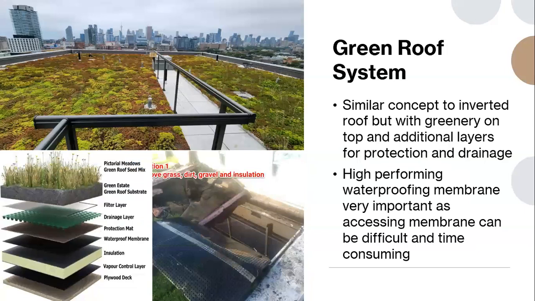Somewhat similar in theory to the inverted roof system would be a green roof system. Again, very similar concept where it is a protected roof system and you have your insulation above your waterproofing layer. However, because of the nature of the greenery on the roof, there are some additional layers between the greenery and the roof deck for drainage and added protection. Similar to the inverted roof system, it does create issues if there's a leak occurring because in this case, the membrane is even more inaccessible.